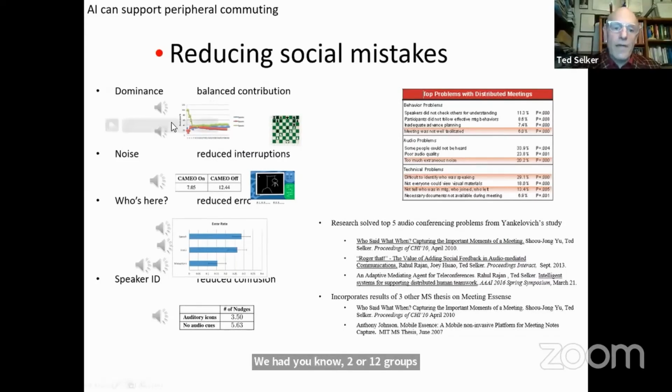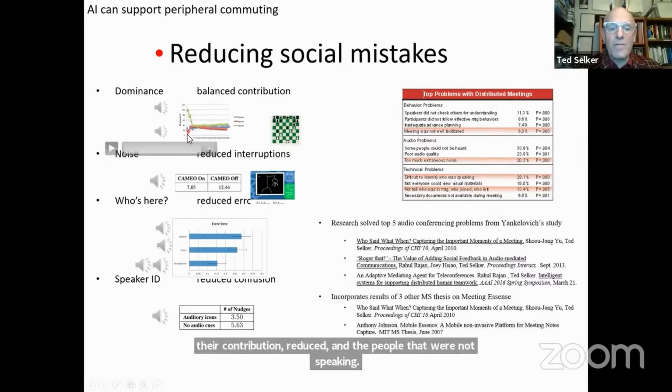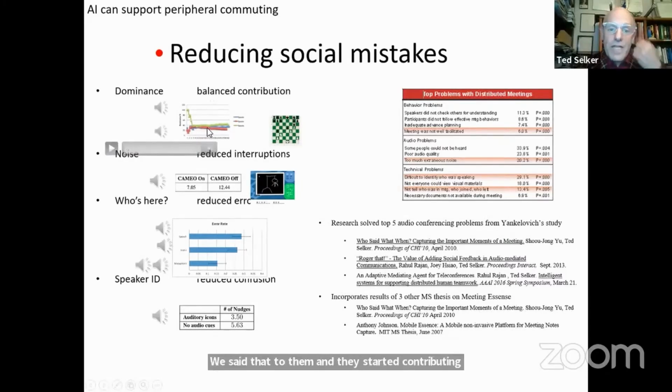And what happened is their contribution reduced, and to the people that were not speaking, we said, any thoughts? And they started contributing. They went from 0 up to 30-40%. And what was nice is that their collaboration, while it dropped off a little bit, they continued to be part of a collaboration, as opposed to being completely dominated by this person who thought they had the idea of how to fix this chess thing.